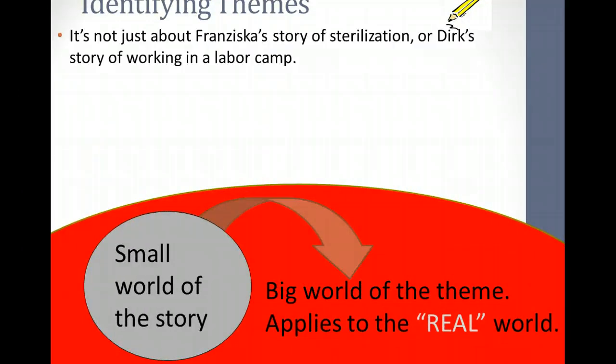Okay, so it's not just, for example, we're going to read Francisca's story that we walk through, we're going to read Dirk's story, we're going to look at quite a few journal entries from kids at the Terezin concentration camp, we'll look at some poetry, and then of course we'll read Night by Elie Wiesel. And you have to remember, it's not just about their individual stories. Say we read Francisca's story because the author wanted us to learn about sterilization. That's not the theme, that's not the big picture. So you have to think bigger.